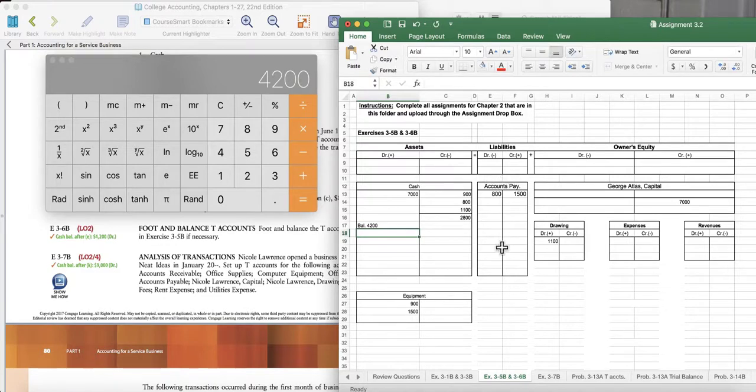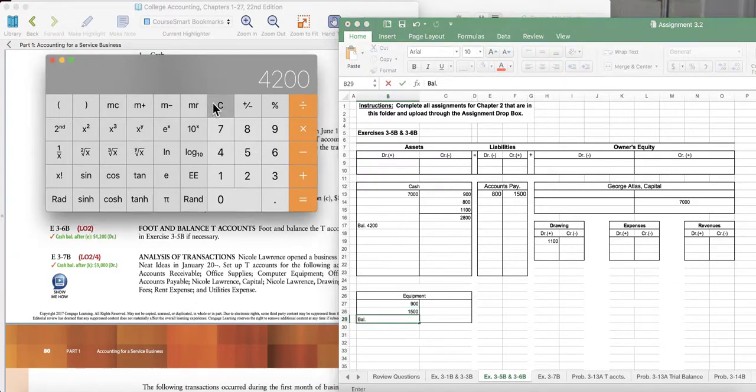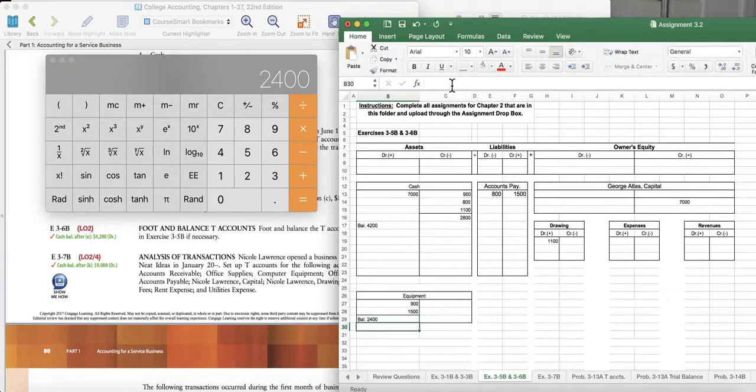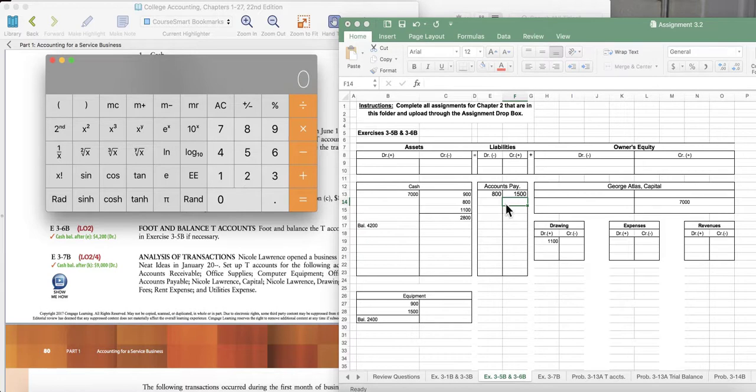And then the last thing we have to do is total up our equipment. So we have 900 plus 1,500. So our balance is $2,400. And that is all that we would need to do for equipment. Next is accounts payable. So accounts payable is a liability and has a normal balance of a credit. So that is where we're going to put our balance. We're going to have 1,500 minus 800, which is 700.